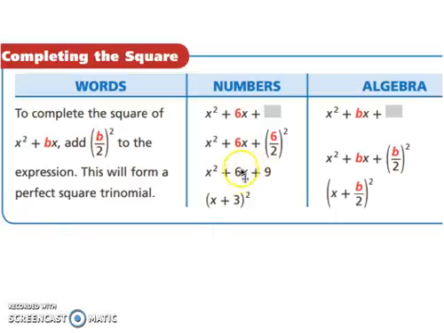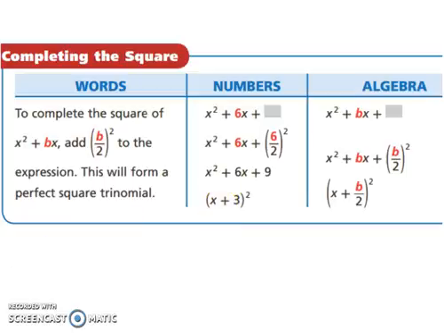For example, our b value is 6, so we're going to do 6 divided by 2 squared, which is 9. This trinomial is a perfect square trinomial, so we can take the square root of x squared and the square root of 9, and then we take our addition sign from our b value and place it in the middle. That quantity will then be squared.